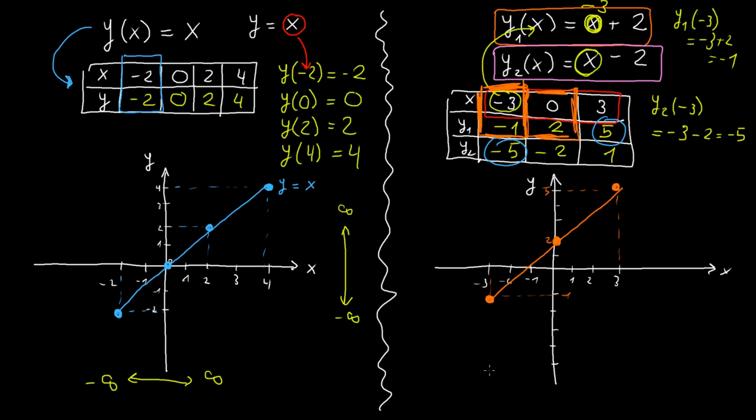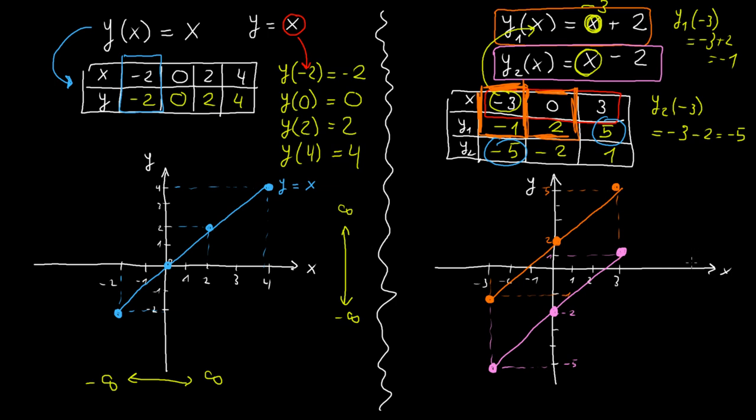So now we have -5 at -3, all the way here. This is -5. Then we have 0, -2, which is here. And then we have 3 and 1. Yeah, it's right here. This is 1. Again, we connect it with a straight line. In other words, this is our linear function.